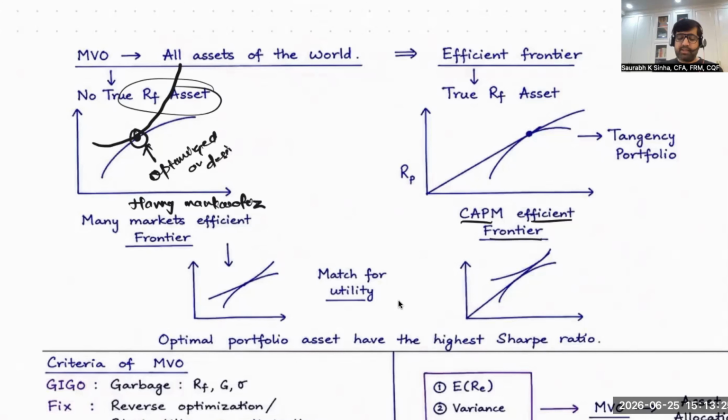What we have is a true risk-free asset. So actually, this is risk-free, and say it is 0.01%. That is the risk-free rate. But there is a true risk-free asset. The return is very low, but there is a true risk-free asset.